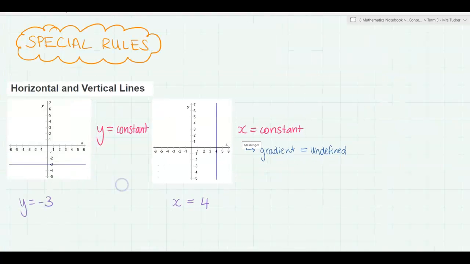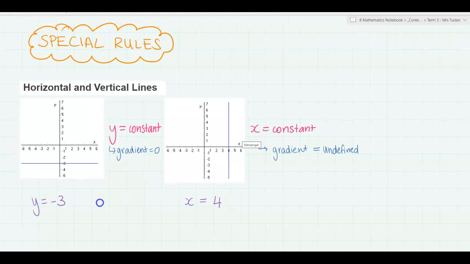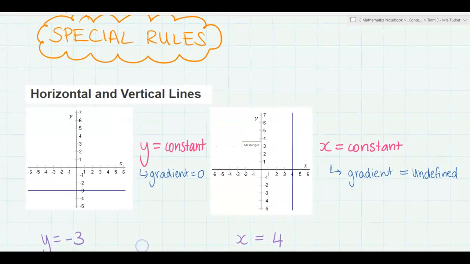Do we need the gradient of 0 for this one? I'll just write it here. Gradient equals 0. That's our special rule. Because what's happening is we rise, well, we don't rise by anything, so it's m equals 0 over, and we run 4 maybe? 0 over 4.